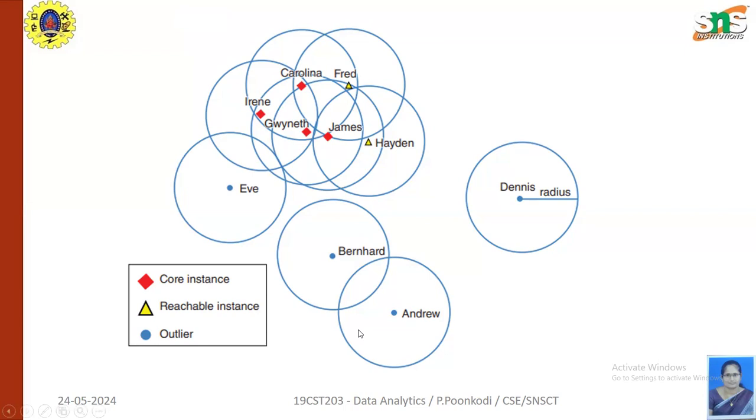And this is an example of DBSCAN with a data set using a minimum number of instances of 2. The diamond shape represents the core instances, the triangle shows the reachable instances, and the circle shows the outliers.